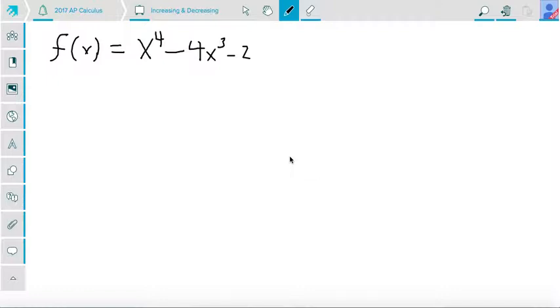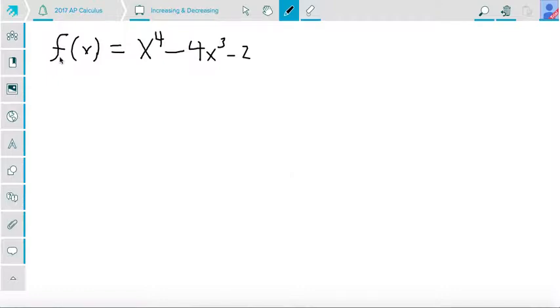So, today I will be showing you how to find when your function is either increasing or decreasing by using the critical points that we're going to find by taking the derivative and setting it to 0.